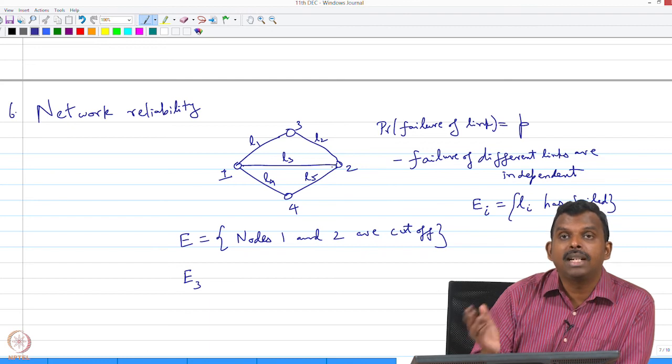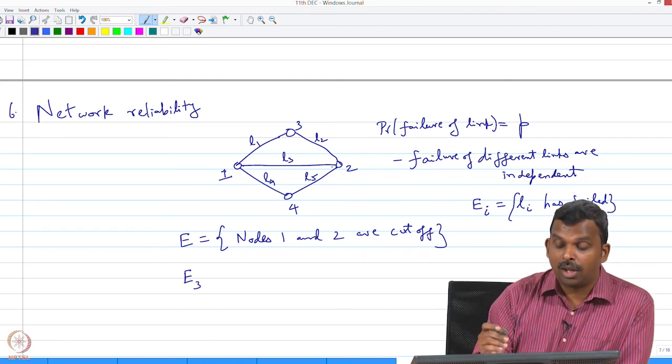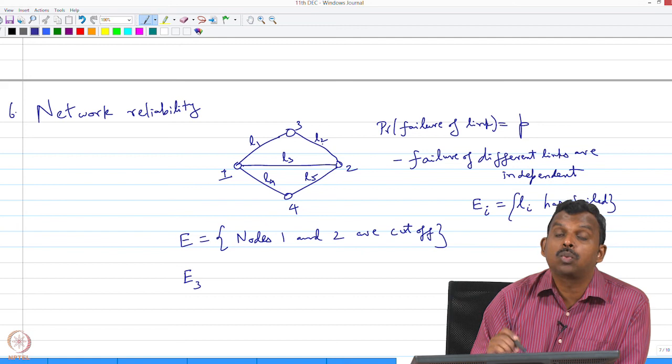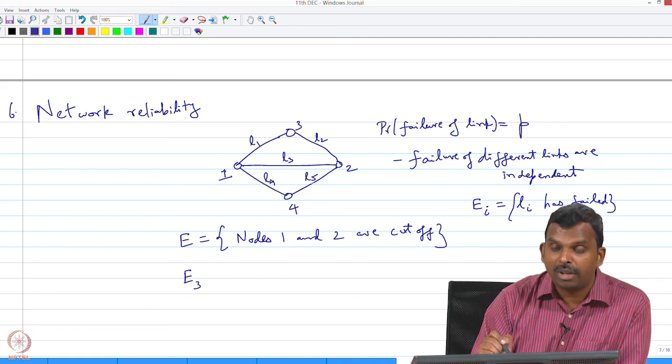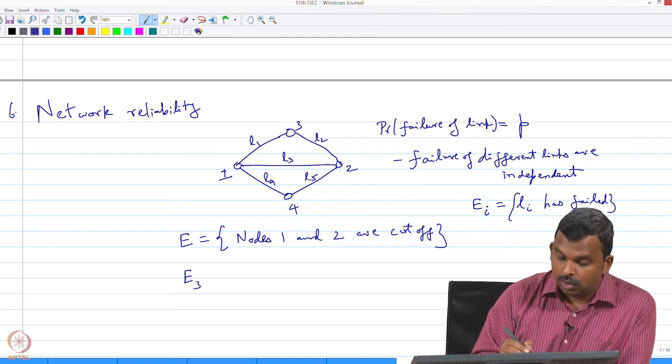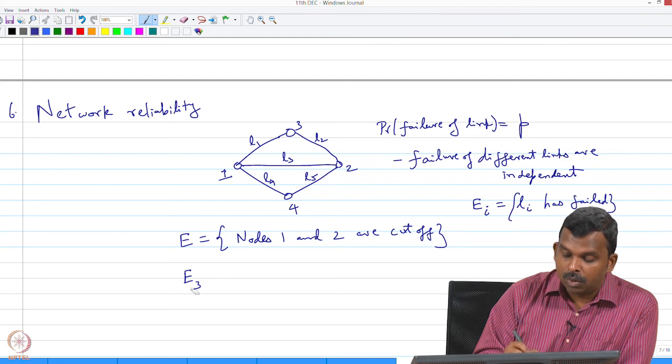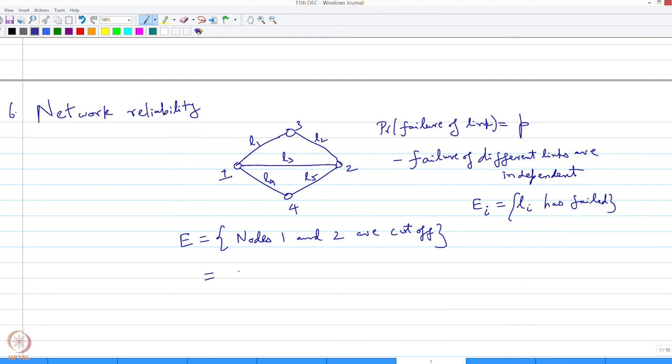Now what about the remaining links? You have to argue very carefully. Out of L1 and L2, at least one link should fail. Out of L3 and L4 and L5, at least one link should fail. So this event E, if you argue it out carefully, you can write it as E3 intersect E1 or E2 intersect E4 or E5. Is that okay? I mean, or E5, I am sorry.